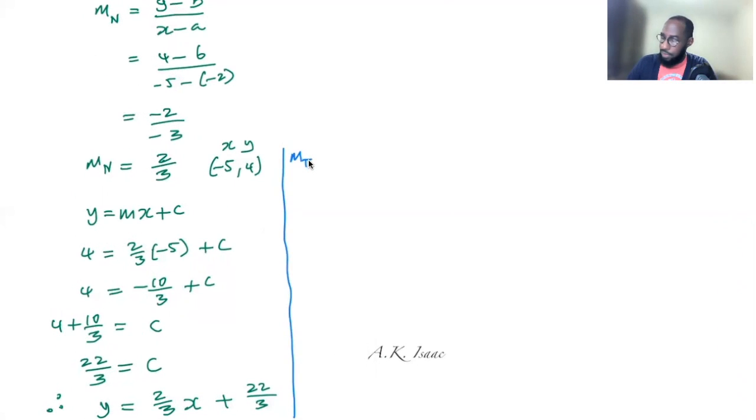The gradient of the tangent is equal to -3 over 2. Negative reciprocal. So if this is plus 2/3, change the sign, you get a negative, invert or flip, you have 3 over 2. So the negative reciprocal is -3 over 2. This is the normal gradient, this is the tangent gradient. And the point that we're using is -5, 4.